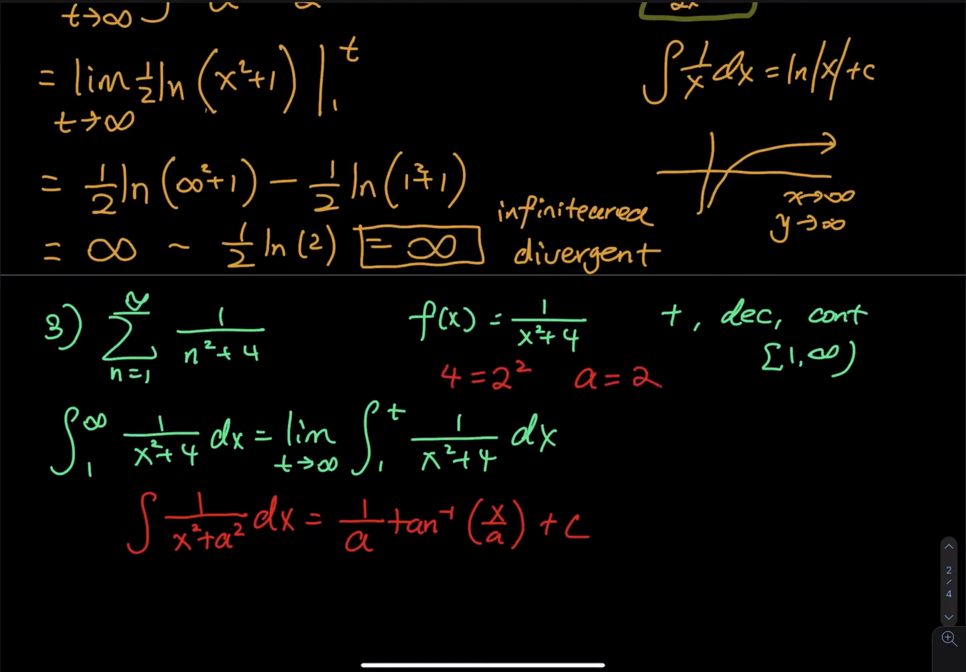Now, can you apply the formula for me? So what is that equal to? That equals the limit as t approaches infinity. Let's integrate that. So the a is equal to 2.